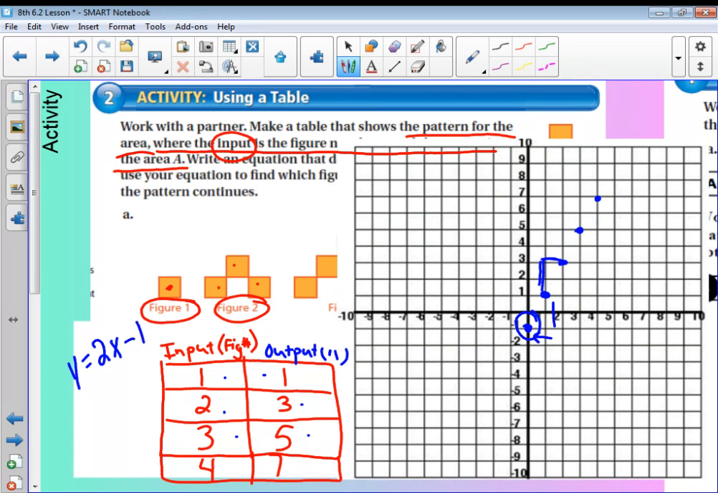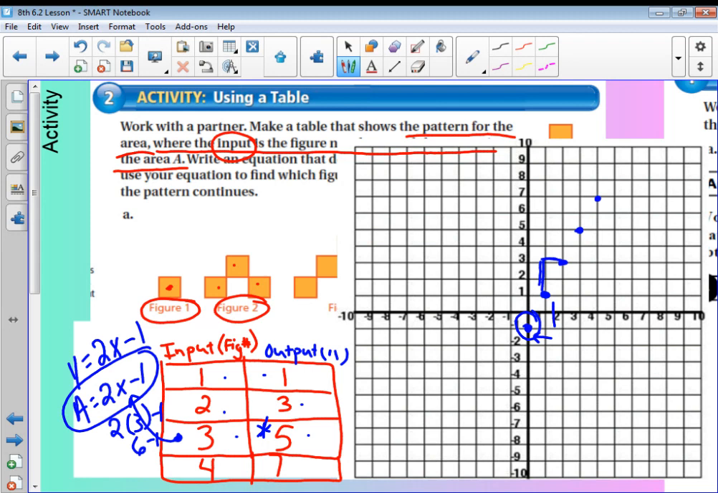Okay, so what that is telling us is really our area. So instead of y, we really found out that our area equals 2 times x, which was our figure number, minus 1. Okay, if I were to substitute any of these numbers in place of x, we'll just test one out. If I did 2 times 3 minus 1, it should give me the same answer as what I have over here for 5. So 2 times 3 is 6, minus 1 does give me 5. So this is our function for this situation.